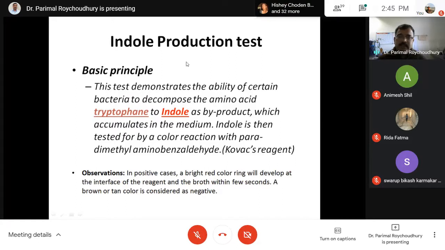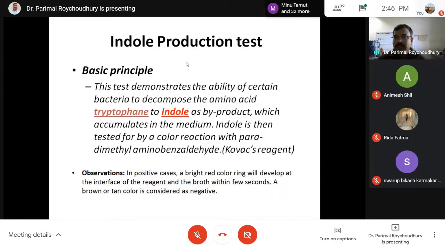Then the next test is the indole production test. This is another very frequently performed test, and mostly for Enterobacteriaceae identification of important members like Escherichia coli, Salmonella. Even some Proteus and Pasteurella also show positive, where E. coli is positive and most other enteric bacteria are negative for indole production.